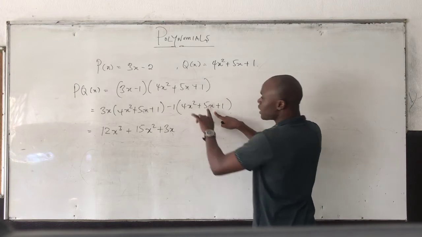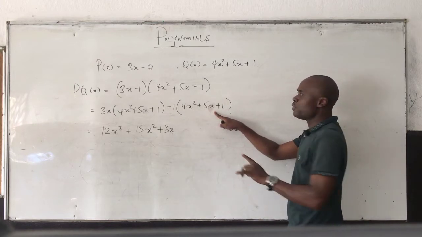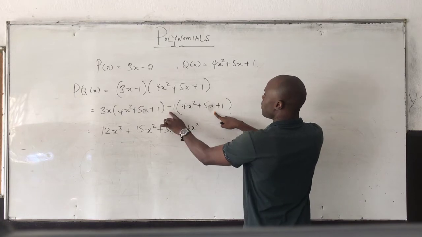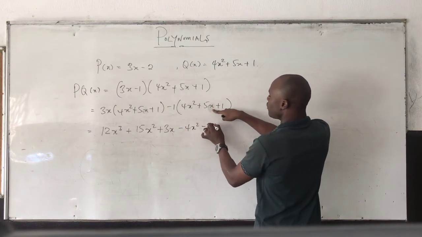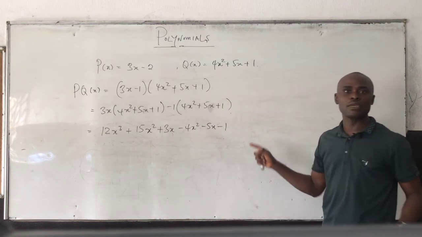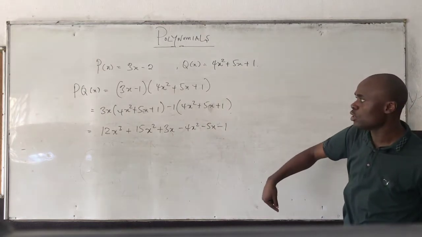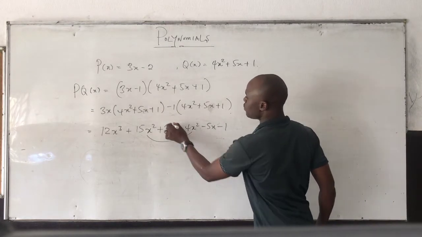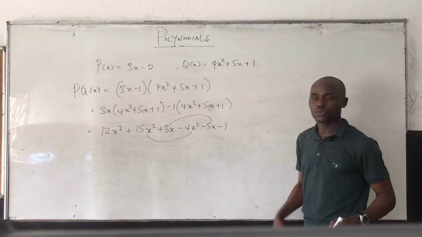The second part is quite simple. This is more like a scalar multiplication. Minus 1 times 4x squared is going to give us minus 4x squared. Minus 1 times 5x is going to give us minus 5x. Minus 1 times 1 is going to give us minus 1. So we fall back again to addition of polynomials, and that is going to be happening with like terms. So we see like terms here, we see like terms here. So we just do that.